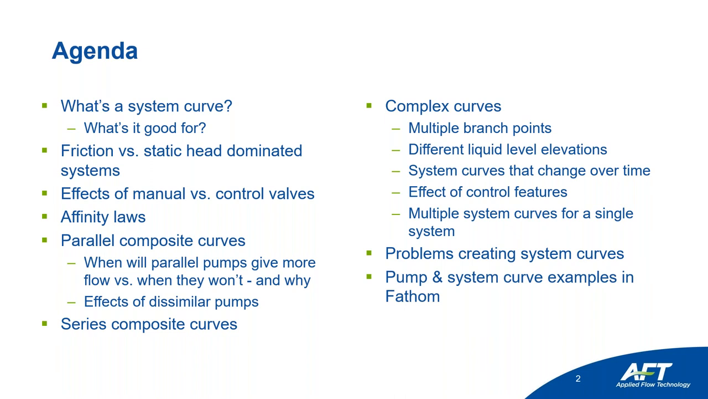So again, system curves is one of those things that everybody really wants to be able to get and generate. And it's trivial for Fathom to be able to generate them for you. When you're using AFT Fathom, it's really, really simple to get a pump and system curve for just about any type of system that you want. However, the issue is there are a lot of cases where a single system curve does not exist. And we're going to go into examples of those situations here later today.